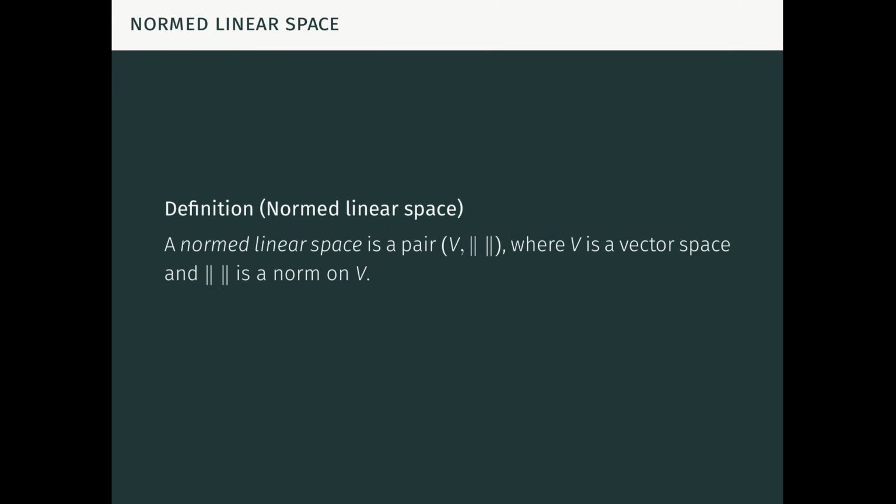Now that we have the notion of a norm, we can define a normed linear space. A normed linear space is just a pair (V, norm), where V is a vector space and norm is a norm on V. In what follows, we're going to use V and W to denote normed linear spaces. In other words, we're not going to explicitly write out the pair. We're also going to use the double bar notation to denote a norm, regardless of which normed linear space we're talking about. The context will always make clear which norm is intended.